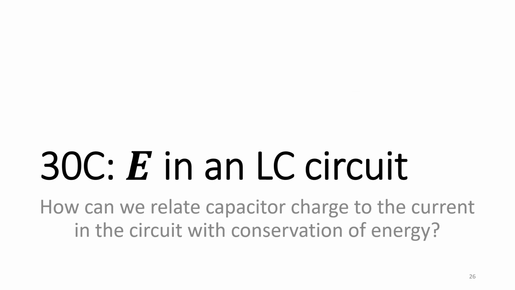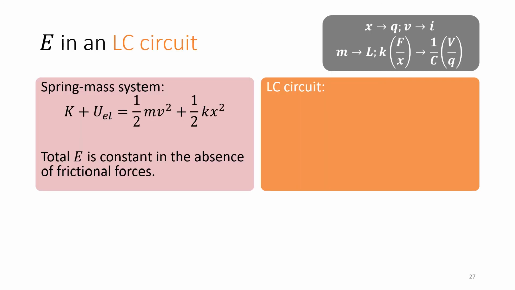Finally, to accomplish our last objective, we look into energy conservation in an LC circuit. From this discussion, we can see the interplay between capacitor charge and circuit current. Recall that the total energy in a spring mass system is just the sum of its kinetic and elastic potential energy, or 1/2 mv squared plus 1/2 kx squared. We can assume that this total energy should be constant in the absence of dissipative forces like friction.